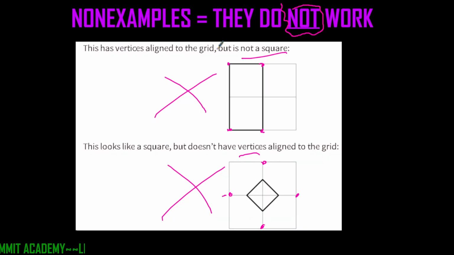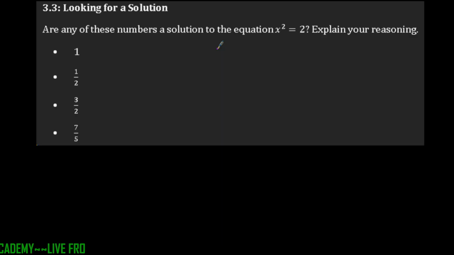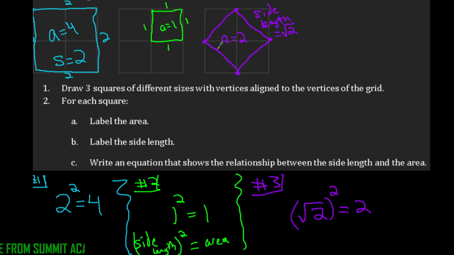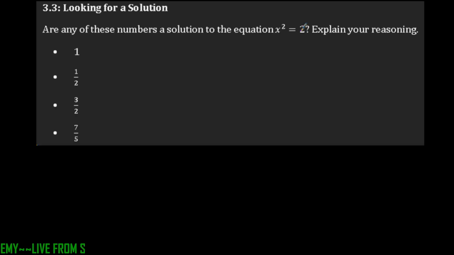For part 3, there we go. It says looking for a solution. Are there any of these numbers? Because on that previous one, you notice how we don't have a whole number or an exact value. So we're going to try to figure out what it looks like. It says, are any of these numbers a solution to the equation x squared equals 2? And let's explain our reasoning.